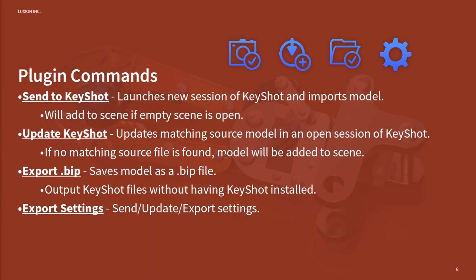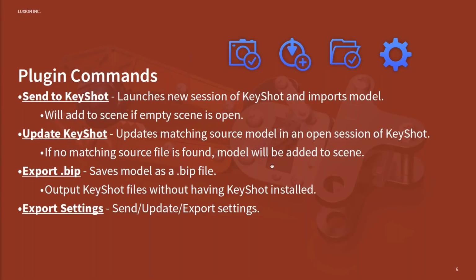So if you do have an existing scene with multiple models or things you've already set up, then you'll want to use the Update KeyShot button, that second one, to actually add that to the scene. The first button is for a new session, starting from scratch with your SolidWorks model.